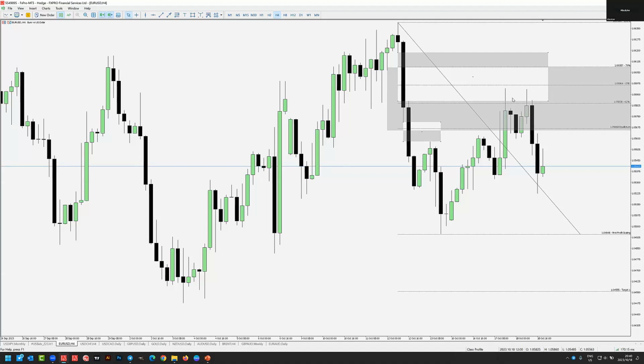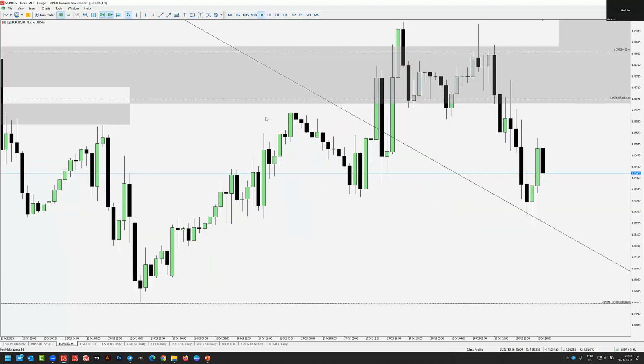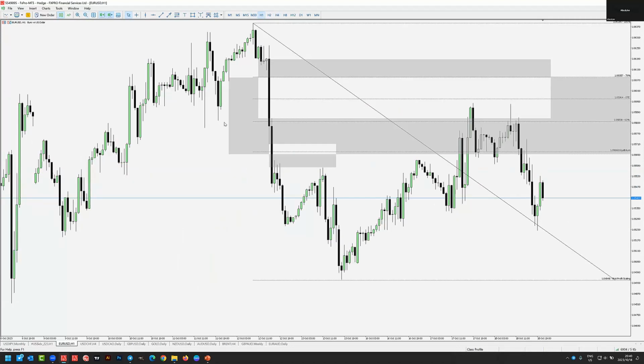But you can see how price found resistance. The buyers couldn't keep pushing price up the moment price reached the premium range, which is from equilibrium to 79%. Price was finding resistance. That's on the H4 chart. When we go to the hourly chart now for your day trades, you can see there, this is our premium array in the form of a fair value gap. And you can see how price expanded.